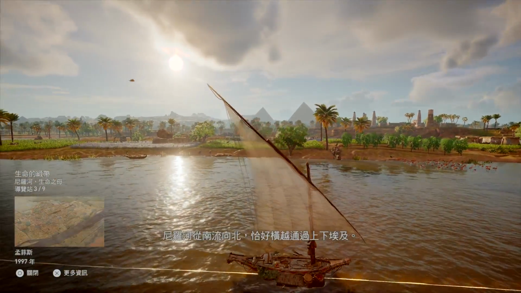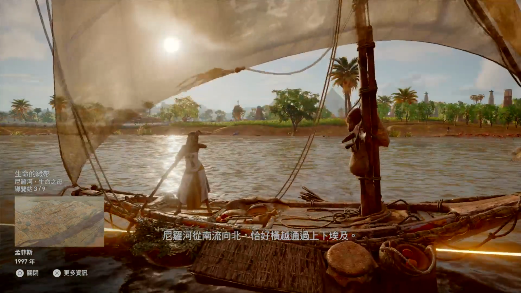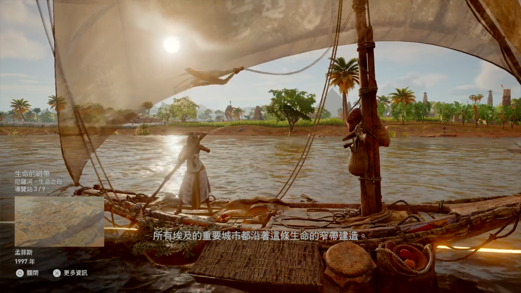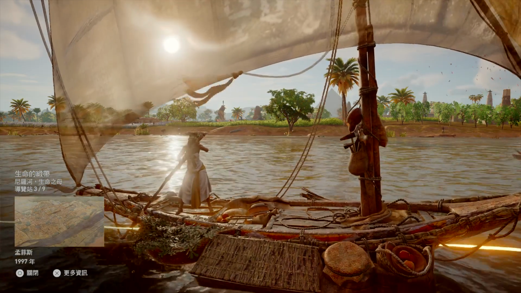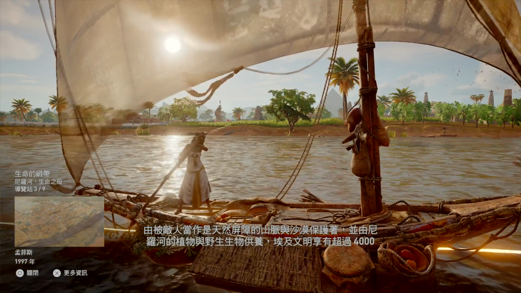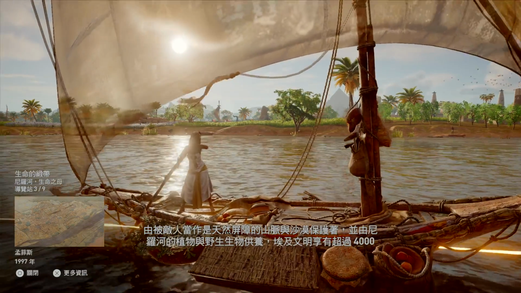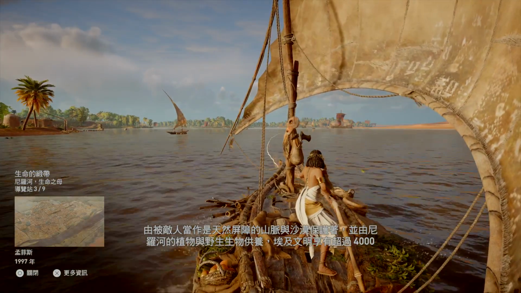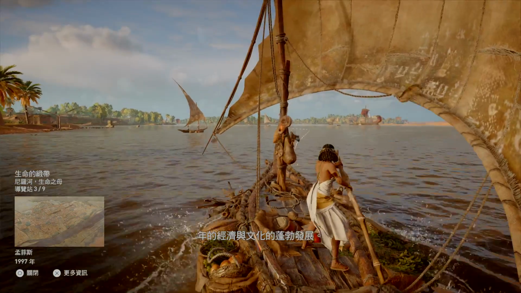The River Nile, flowing from the south to the north, neatly traversed through both Upper and Lower Egypt. All of Egypt's major cities were built along this narrow ribbon of life. Protected by mountain ranges and deserts which acted as natural barriers to enemies, and sustained by the Nile's plants and wildlife, Egyptian civilization enjoyed economic and cultural prosperity for over 4,000 years.